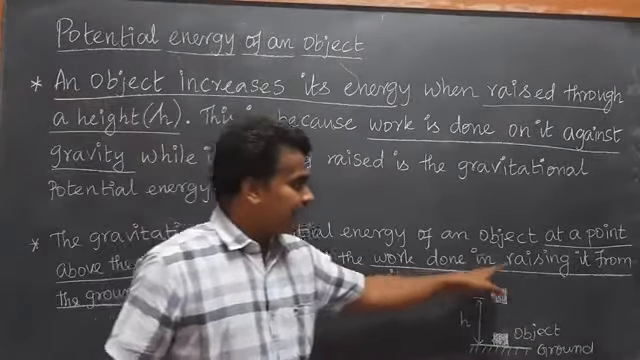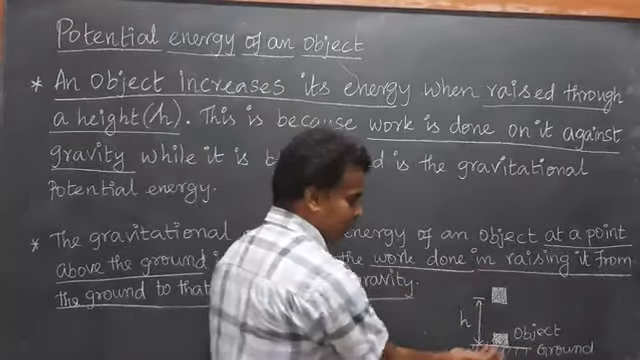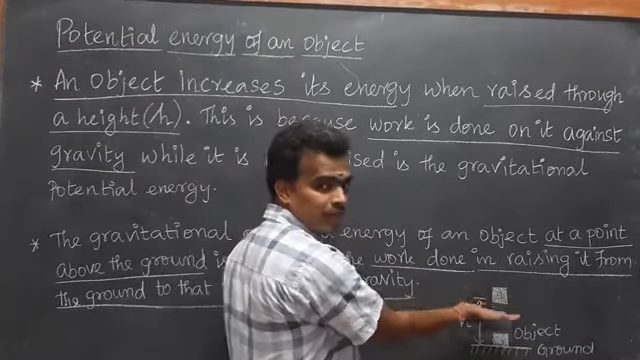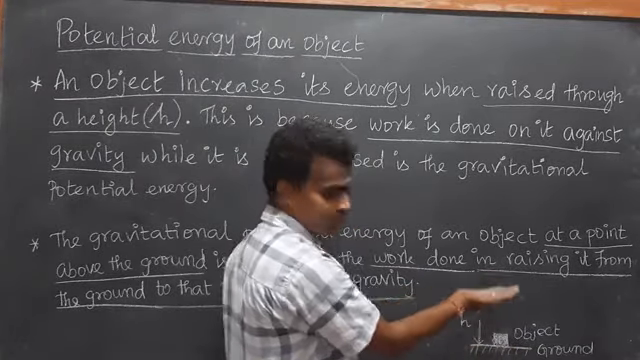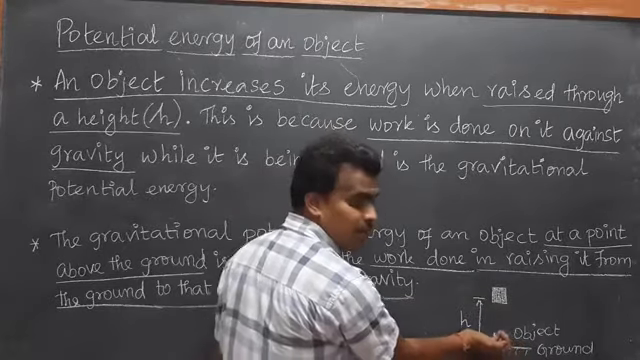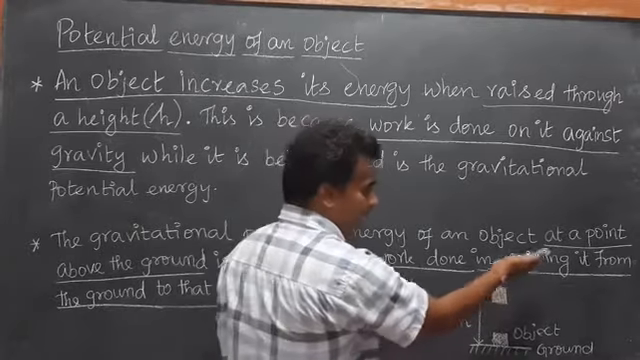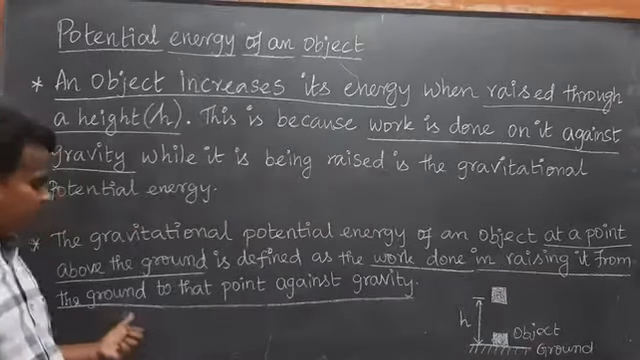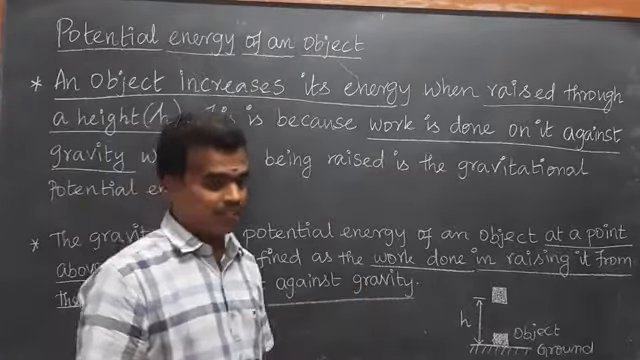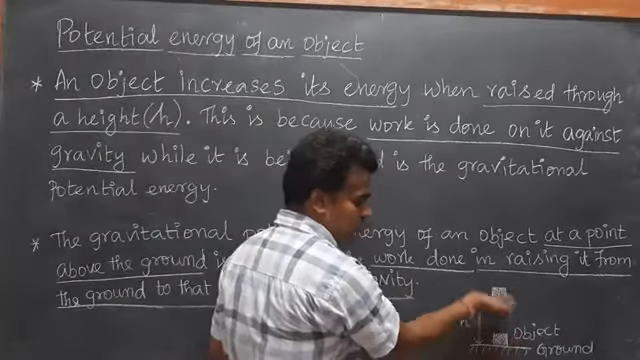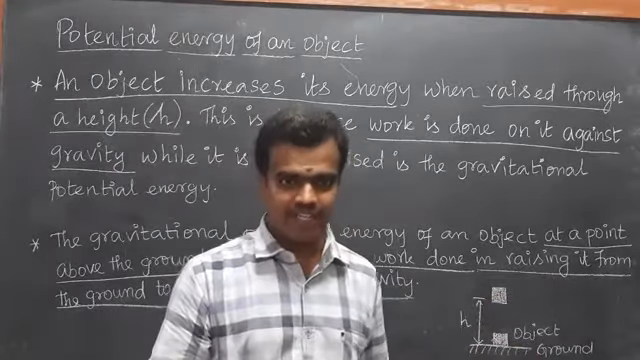The work done in raising it: we apply work to raise it from ground level to some height. This is the ground level, and we apply some work and move it up to some height, from the ground to that point, lifting this object against gravity, right?